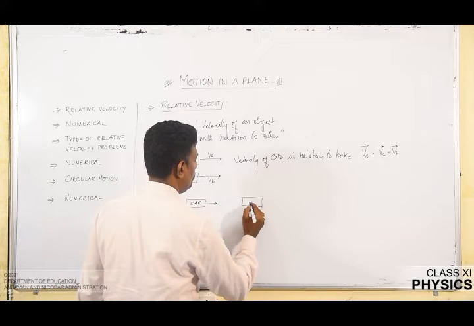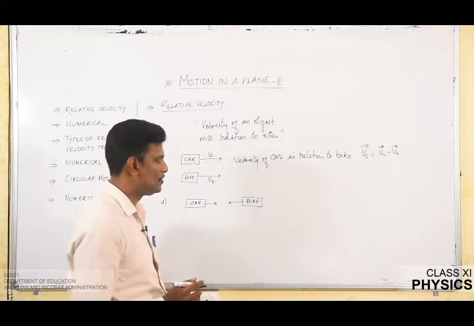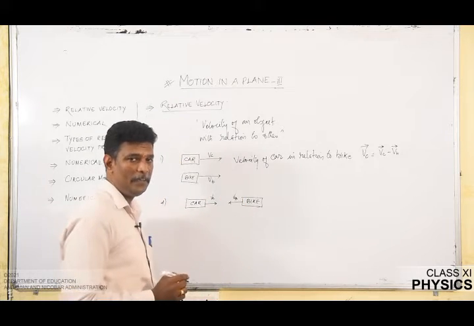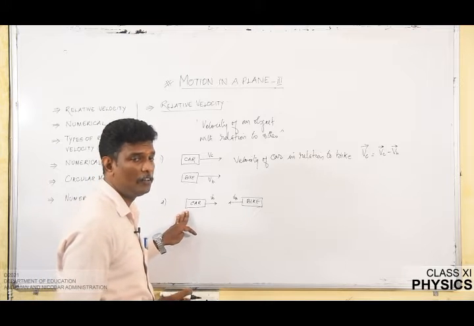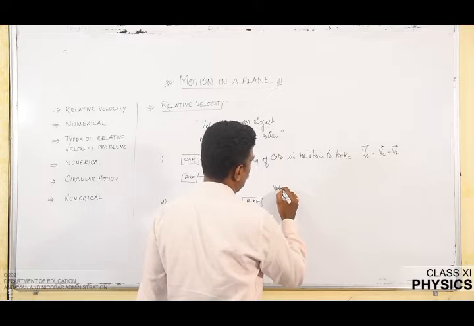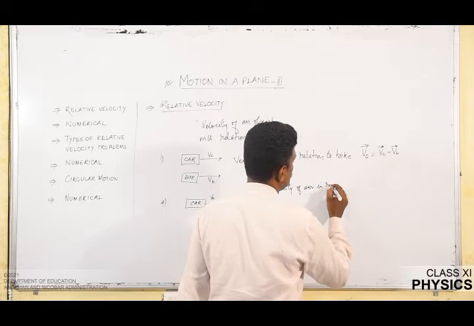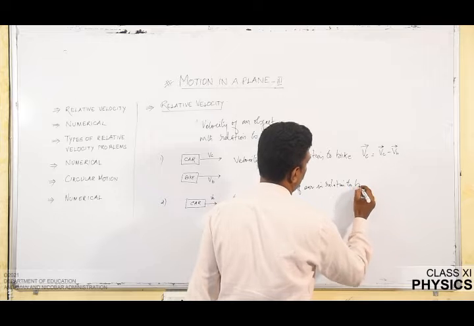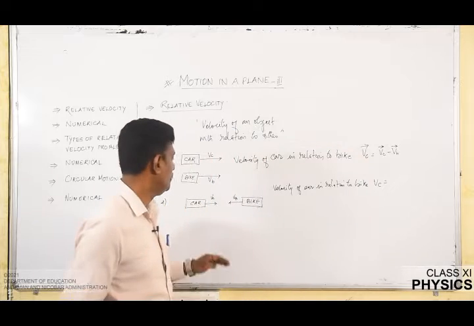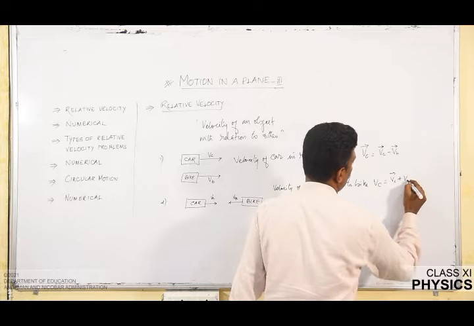and in the second case, when the car and bike are moving in the opposite direction, say this is Vc and Vb, what will be the net velocity, or we can say velocity of car in relation to bike, that is Vc plus Vb, that is Vc vector plus Vb vector.